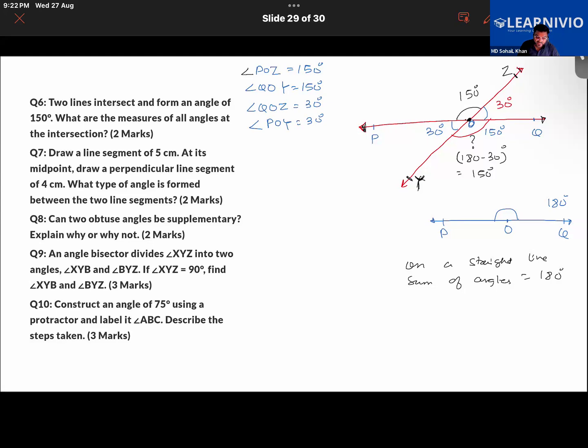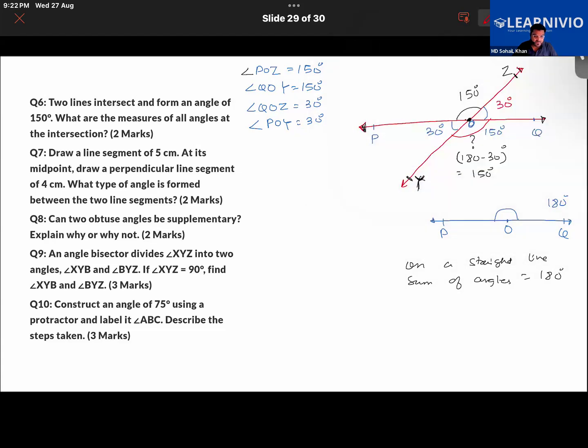Now, as we have written all the measurements, cross check whether the sum of all the angles is equal to 360 degrees or not. If it is, then our working is correct. But if it is not, then we have done some error. 30 plus 30 equals 60, 150 plus 150 equals 300, and 60 plus 300 is 360. Very good.